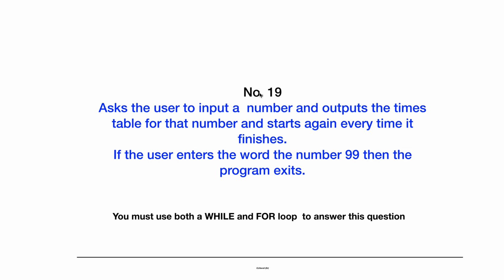So for number 19, write a program which asks the user to input a number and outputs the times table for that number and starts again every time it finishes. If the user enters the number 99, then the program exits. Here it says you must use both a while and a for loop to answer this question.